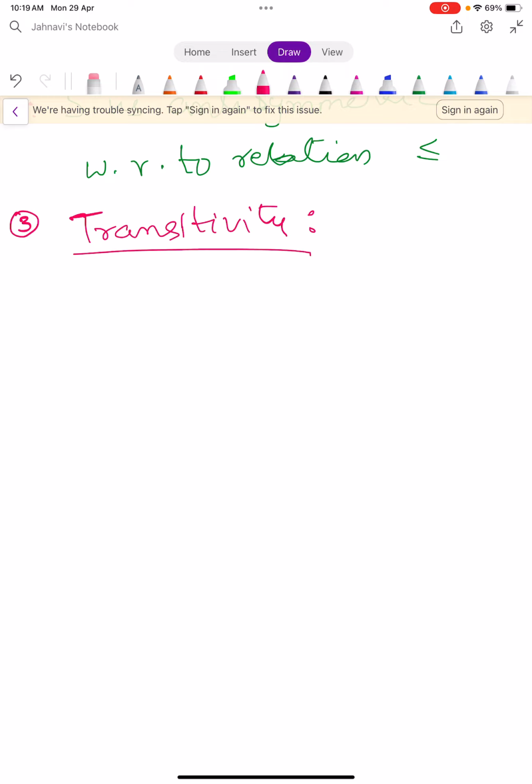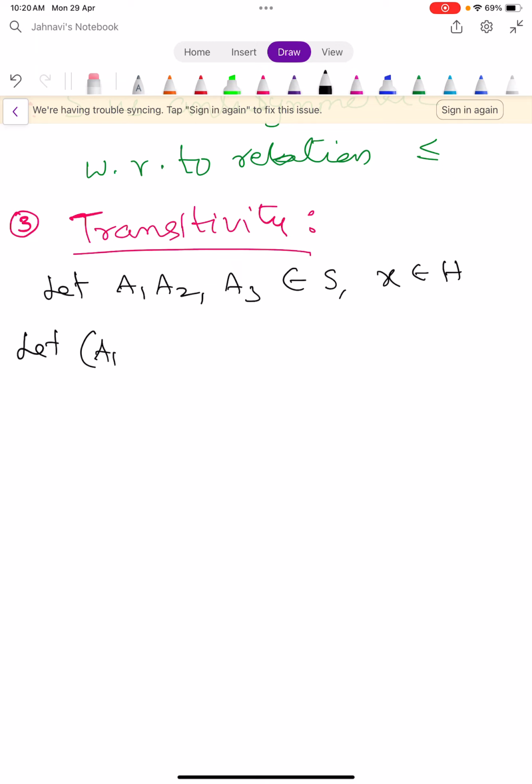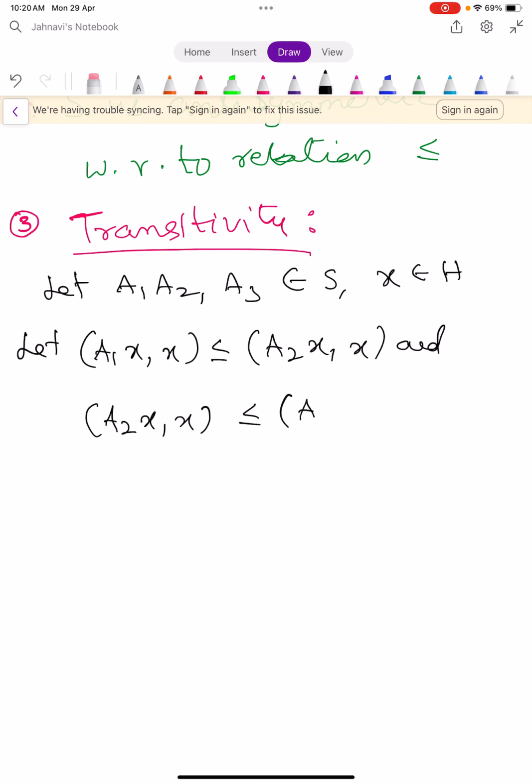Third axiom, third property, transitivity. To prove transitivity, let us take three elements a1, a2, a3 belonging to S and x belonging to capital H. Let us choose inner product of a1x comma x less than or equals to inner product of a2x comma x and inner product of a2x comma x less than or equals to inner product of a3x comma x.